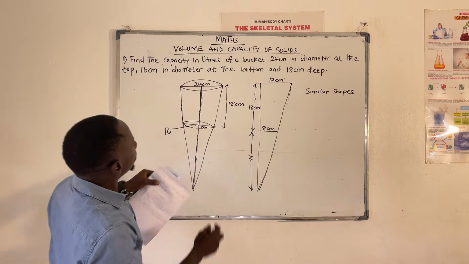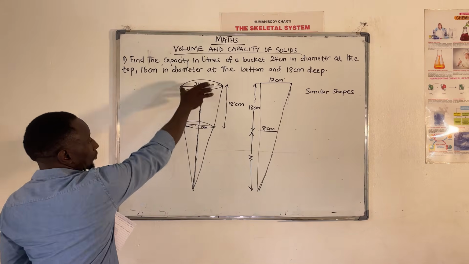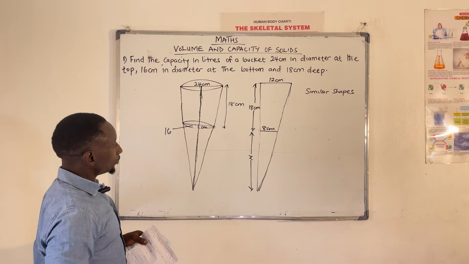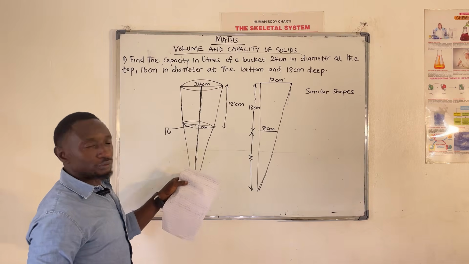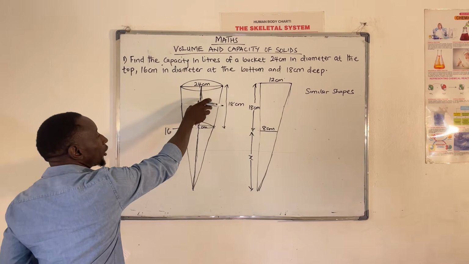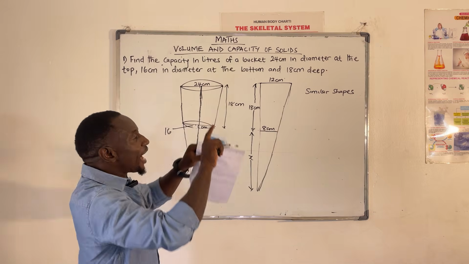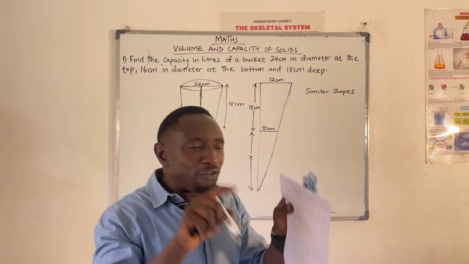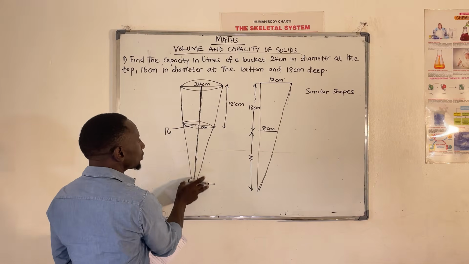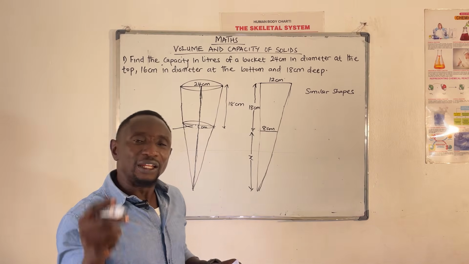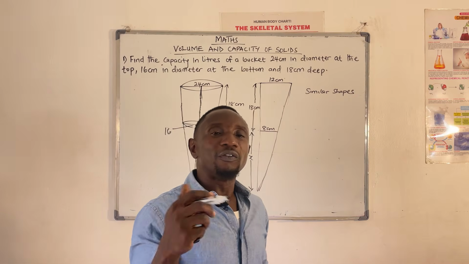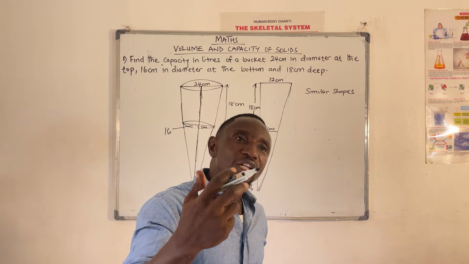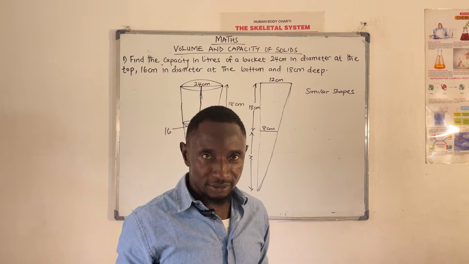Now, since I have a bigger cone and also a smaller cone, for me to get the volume of the bucket, I will find the volume of the bigger cone and then find the volume of the smaller cone, this one, and then subtract the volume of the smaller cone from the volume of the bigger cone. That will now give me the volume of the bucket.